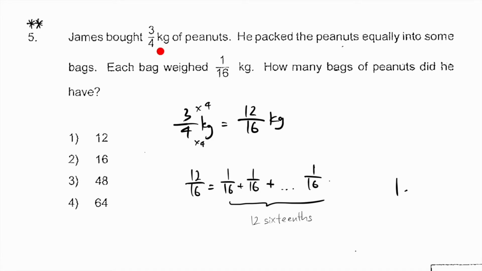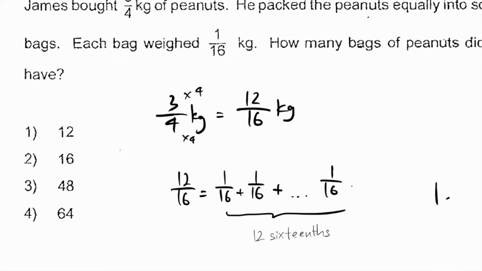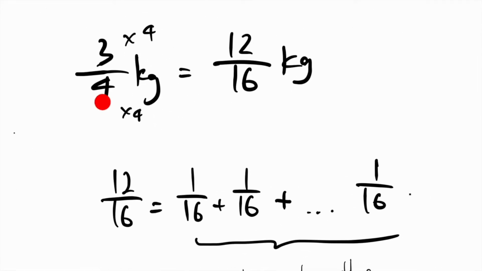James bought this amount of peanuts. He packed the peanuts equally into bags of 1/16. Oh, that's like asking how many 1/16s are there in 3 quarters. Now the fact that 3 quarters has 4 as the denominator is very good. Let's turn it to an equivalent fraction, 12/16 kilograms. Well, they are the same thing, by the way. It's just an equivalent fraction.